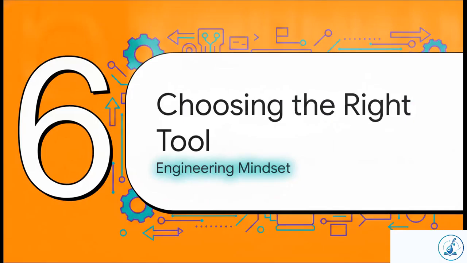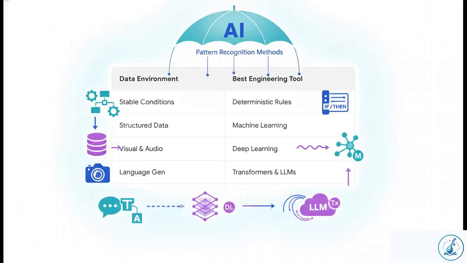Section 6. Choosing the right tool. Engineering mindset. Which brings us to the ultimate takeaway. The core engineering principle you absolutely must adopt moving forward. You know, there's this huge misconception that every new invention automatically deletes the old one. That simply isn't true. Look at this breakdown.